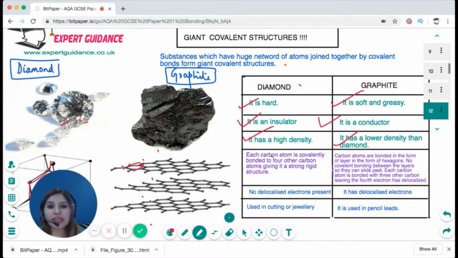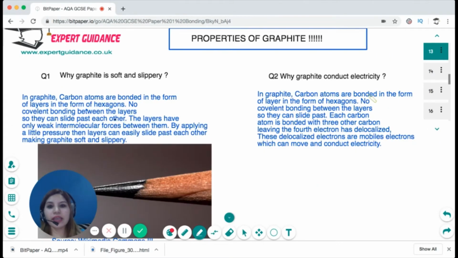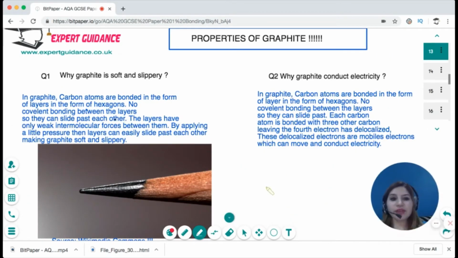In diamond, each carbon atom is covalently bonded to 4 other carbons, giving it a strong rigid structure. In graphite, carbon atoms are bonded in the form of layers, in the form of hexagons. No covalent bonding between the layers, so they can easily slide past each other. And each carbon is bonded with 3 other carbons, leaving the 4th electron delocalized. So diamond has no delocalized electrons, used in cutting or in jewelry. Graphite has delocalized electrons. It is used in pencil leads. Okay, so I hope the structure of diamond and graphite is clear to you.